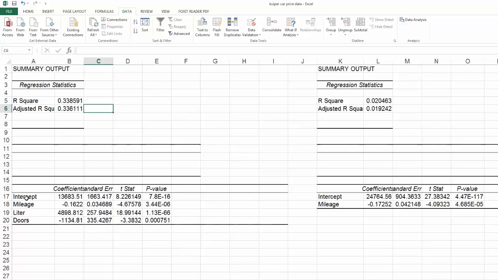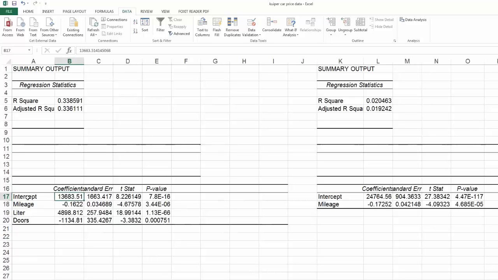So that was nice. My intercept here again actually fell quite a bit, but I'm not too concerned about that. If you had a car with 0 miles, that would push the price of the car up. But it also means that if you had a car that had a 0-liter engine and 0 doors, that car would still be $13,000. Someone would pay $13,000 for that car.